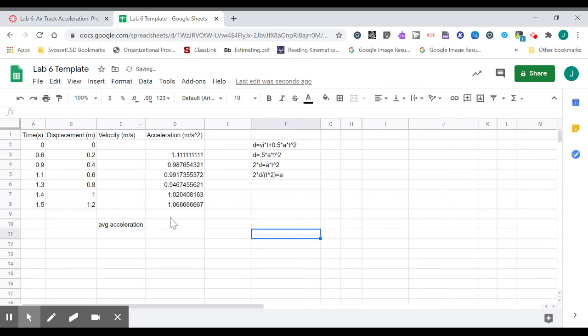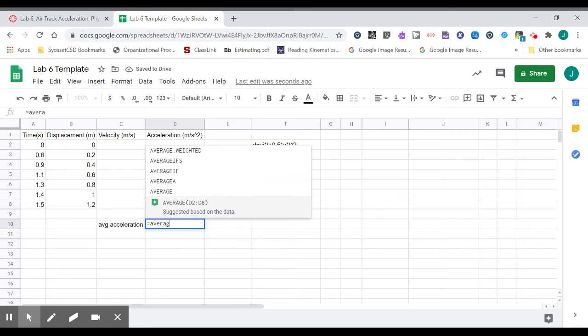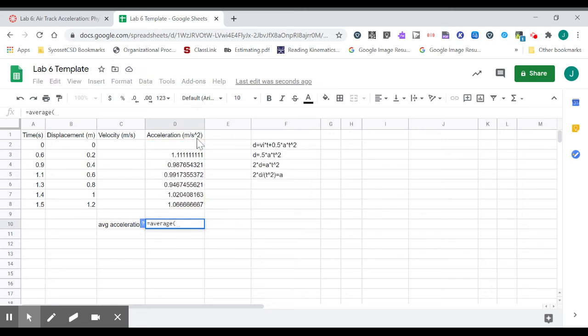So then you can use this information to find the average acceleration. Just use the average function, equals average. Just select your values, close parentheses, enter. Look at that, we got our average acceleration. So this is another way to find the acceleration, okay? Is that the only way? No, there's even another way to do this.